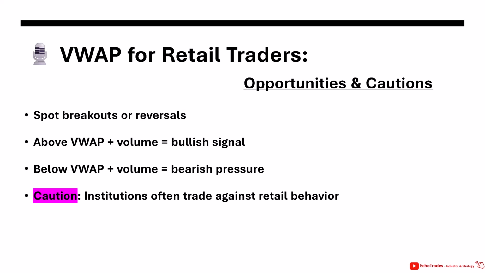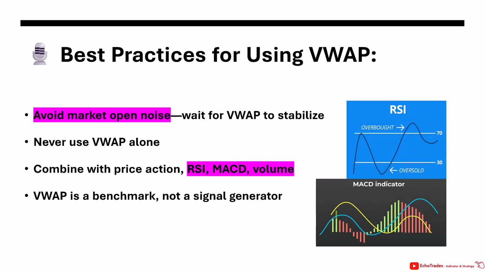Definitely. So while you can use VWAP to spot potential breakouts or reversions, like a sharp price break above VWAP on high volume might suggest bullish strength. Right, or below suggests bearish pressure. Exactly. You have to be aware that the big players might have a completely different objective at that same level. So this brings us to a couple of key practices if you are going to use VWAP.